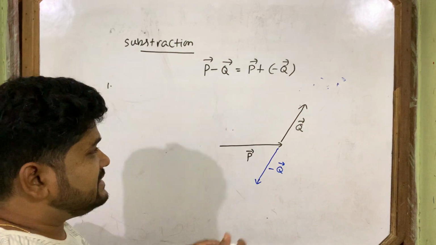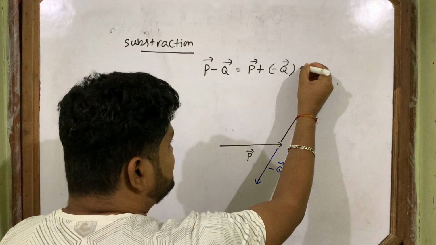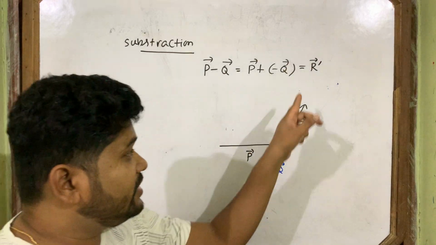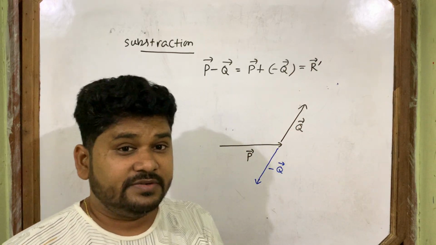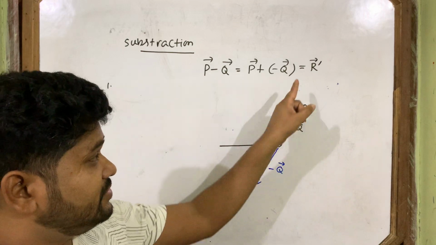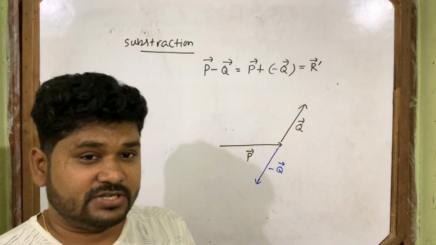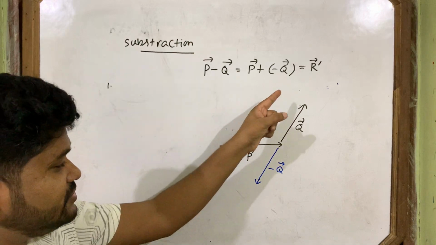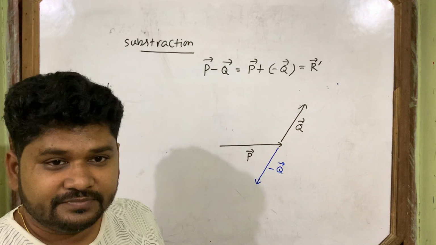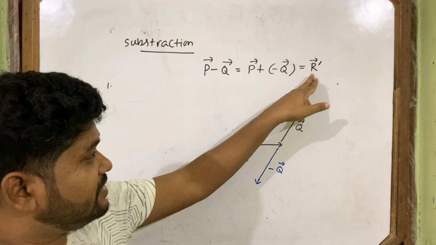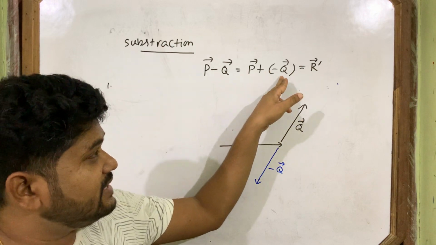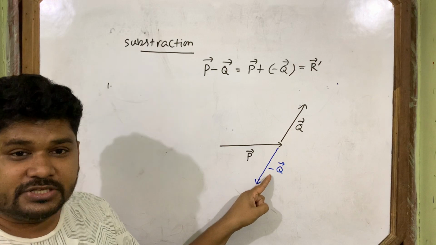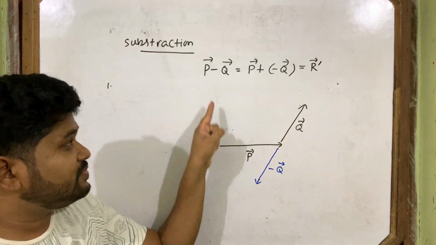So this resultant I am writing r dash vector, because r we have taken for resultant of addition. So I took r dash as a resultant of subtraction. If the resultant is r dash vector, so which one is r dash vector here? So r dash vector is obtained by addition of a p with minus q. So p vector is added with minus q, that is the resultant of a subtraction.